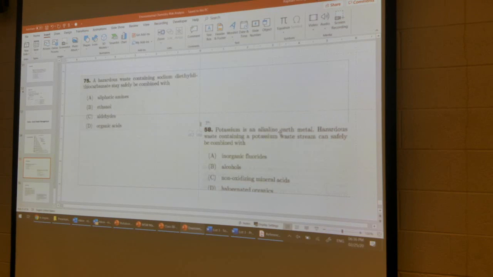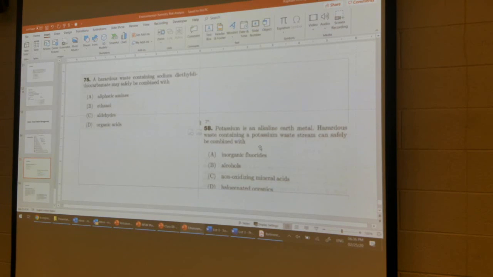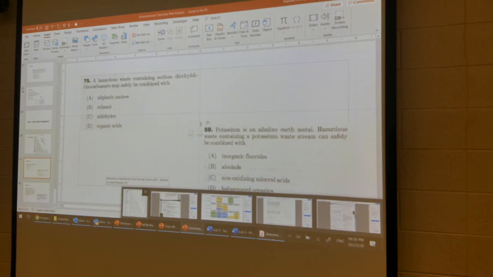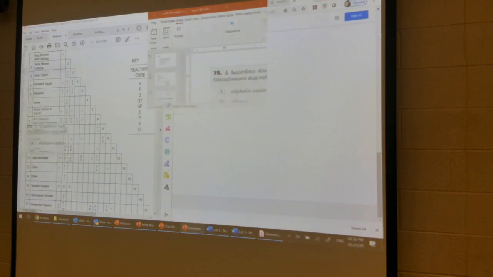For the next problem, it's about the same situation. We're talking about potassium, that's an alkaline earth metal, and comparing what you can combine potassium with: alcohols, organic acids, halogenated organics. Same thing, just putting that on the table and comparing with the compatibility. So basically, problems just like this. For this case specifically, we have some time to go over.